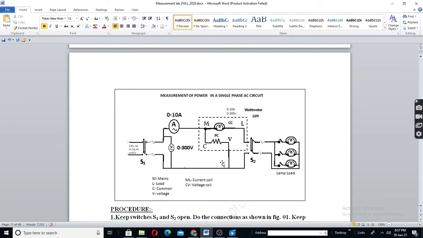But when you say wattmeter, it has four terminals: two for the current coil, M and L, and two for the potential coil, C and V. Note that for the current coil you have to use only one or two turns.